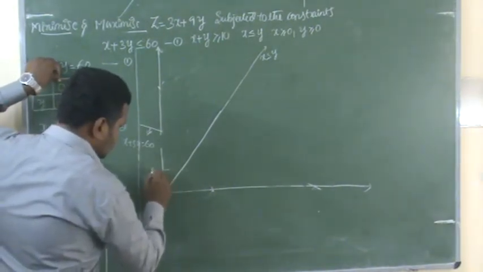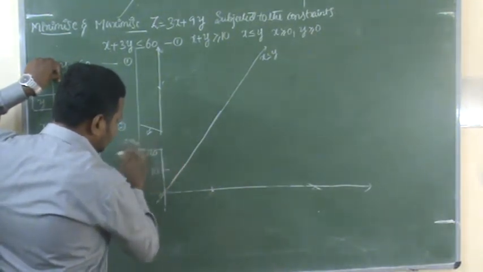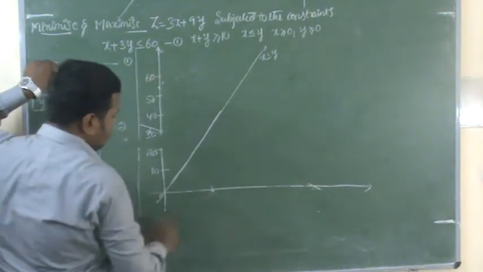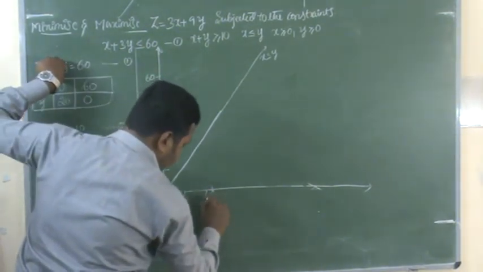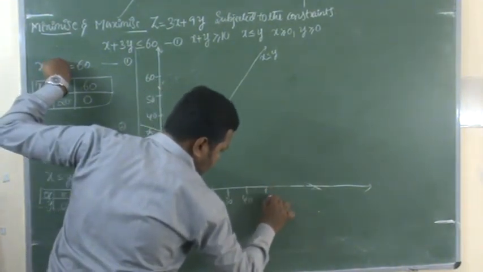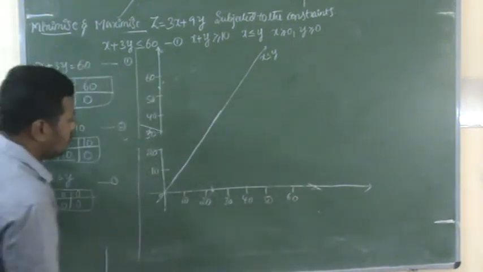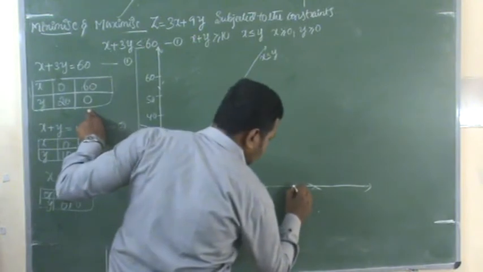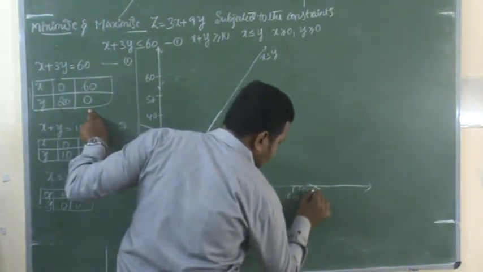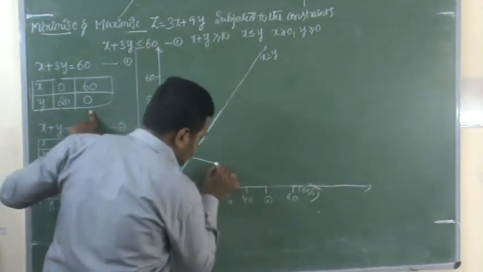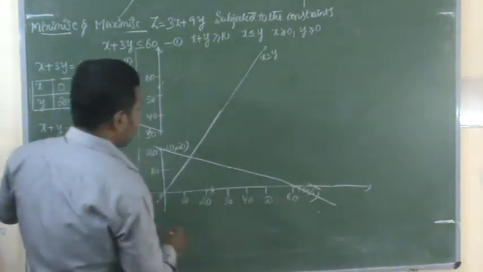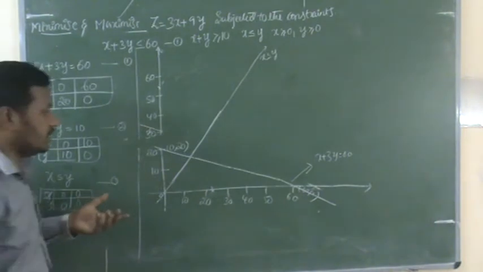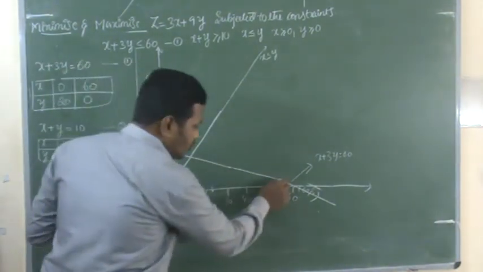Okay. Suppose this is 10, this is 20, this is 30, 40, 50, and this is 60. Here also 10, 20, 30, 40, 50 and 60. When x is equal to 0, y is equal to 20, that is 0 comma 20, and 0 comma 60, that is 60 comma 0. Joining these 2 points, this is the equation of a line x plus 3y is equal to 60. For better understanding, draw the graph in the graph book.